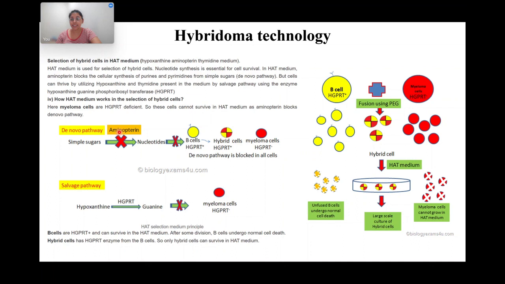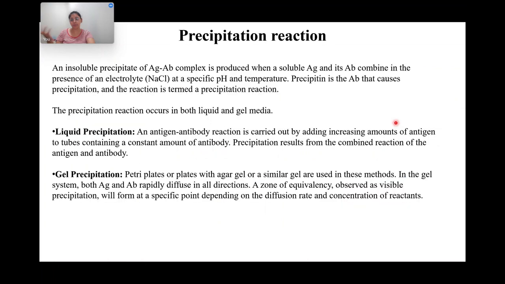Then you also have gel precipitation, where you have agar gels or any other gels. In the gels, the antigen and antibody are diffusing, and when they reach their zone of equivalence, when their concentrations are almost equal, you can see a visible precipitate forming on the gel layer. So you visually see the precipitation on the continuous gel surface. That also gives you an idea of whether there is a presence of antigen or antibody.